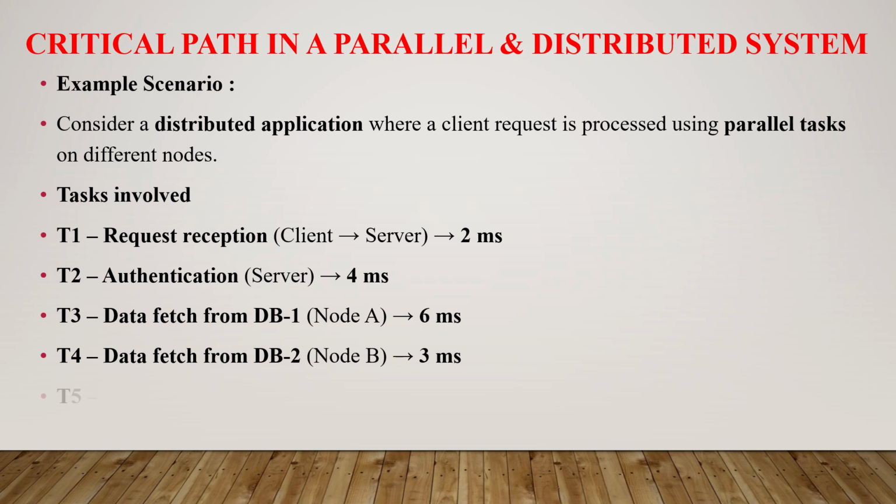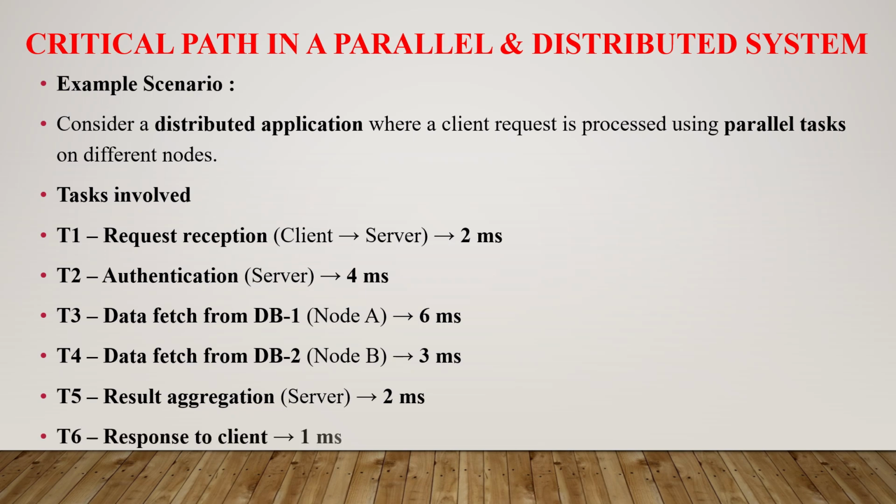Then, T5 aggregates the results on the server in 2 milliseconds. Finally, T6 sends the response back to the client in 1 millisecond. Although T3 and T4 run in parallel, the total execution time depends on the critical path, T1, T2, T3, T5, and T6. Any delay in these tasks delays the whole response, showing why the critical path is essential in distributed systems.